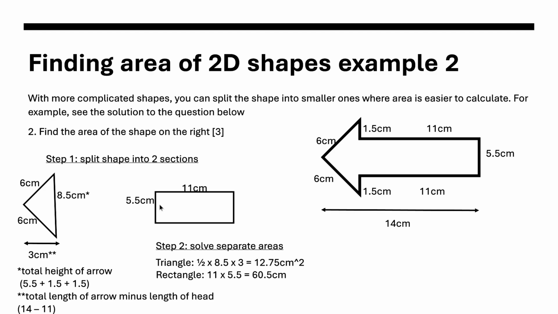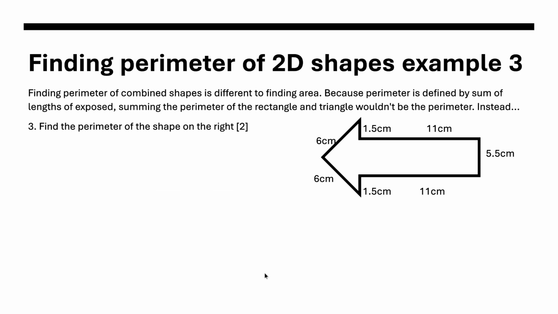Find the areas separately here, using the formulas. We get the triangle is 12.75 centimeters squared and the rectangle is 60.5 centimeters. Then when we sum them up, we get 73.25. This is the total area.